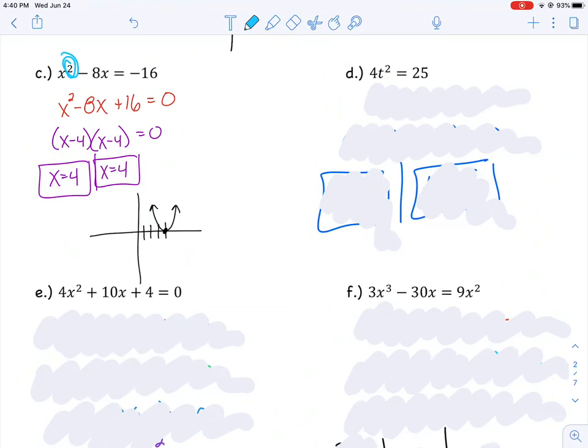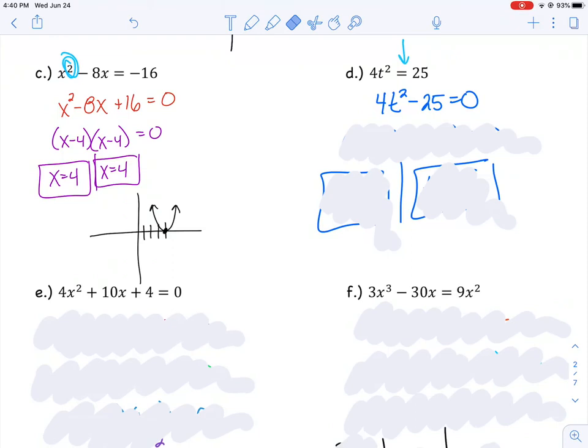D has a 4t squared equal to 0. You notice that our equal sign is in the middle of everything, so let's go ahead and move that 25 over. I'm going to move the 25 over by subtracting, and I ended up getting 4t squared minus 25 equals 0. I'm going to look for a GCF, which I don't think there is one, and then I'm going to try to factor. It looks like on this one I have 2 terms.